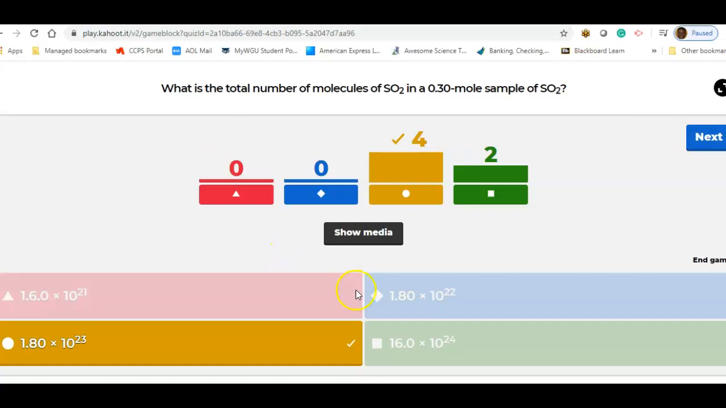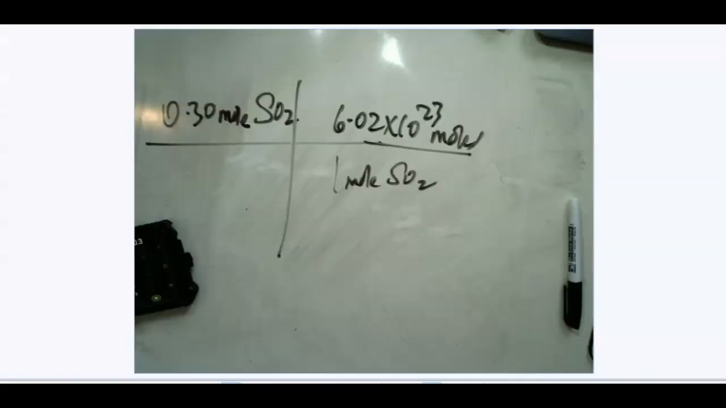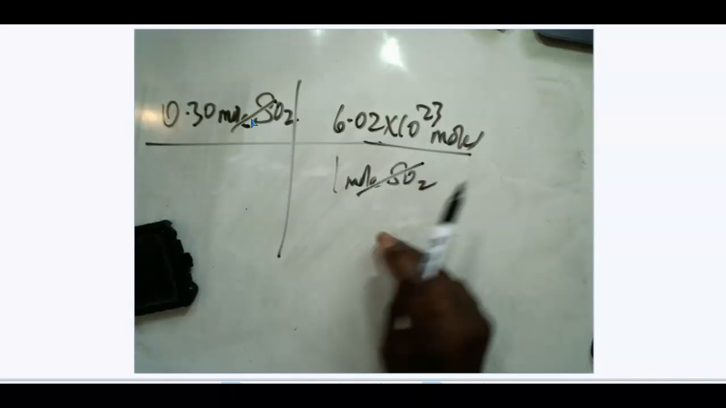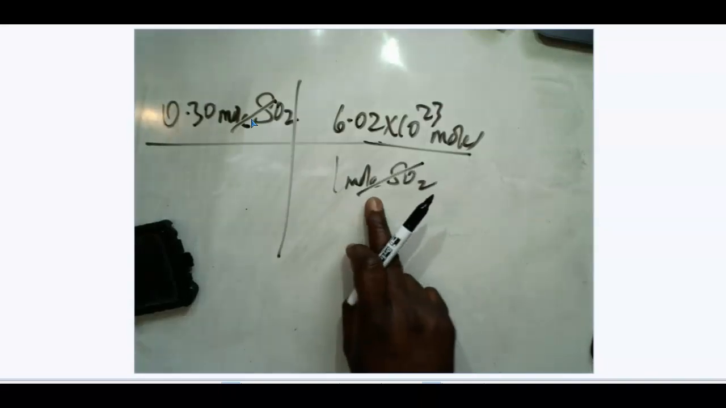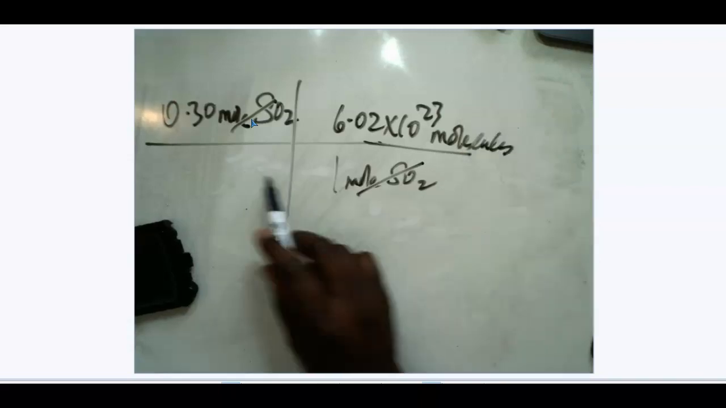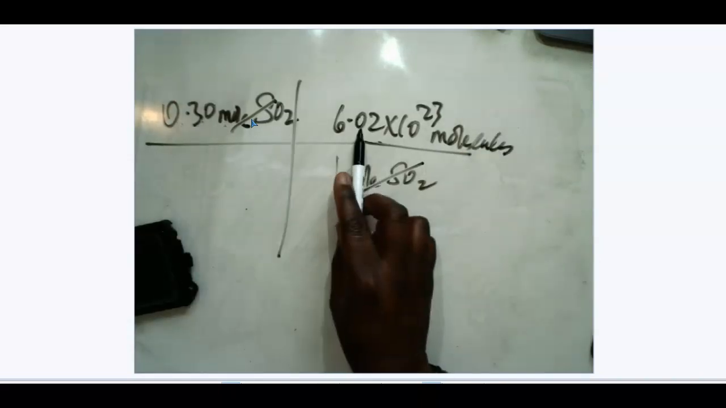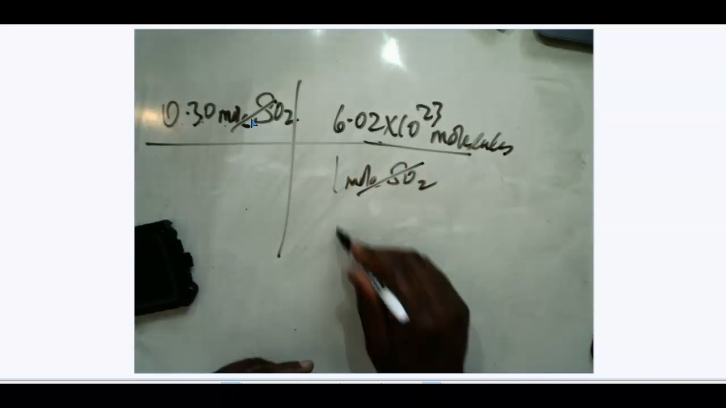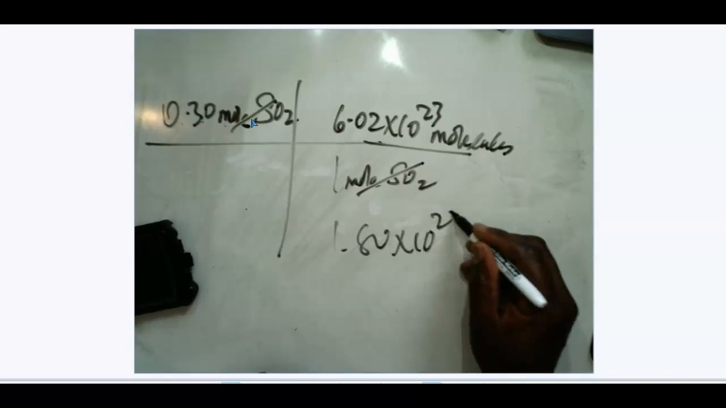All right, so this is how it's going to be. 0.30 mole of SO2, because if you look at the options you are given, they are given in Avogadro's number. So that means this mole will cancel this mole. 1 mole of any gas or any substance contains these molecules. So 0.30 times 6.02 times 10 to the 23rd power will give you 1.8 times 10 to the 23rd power.